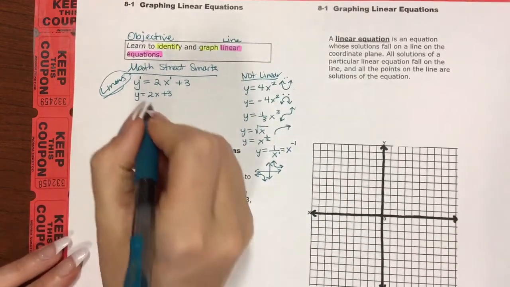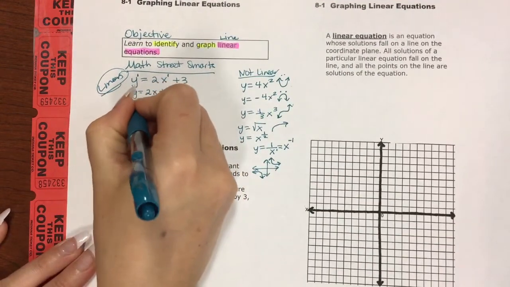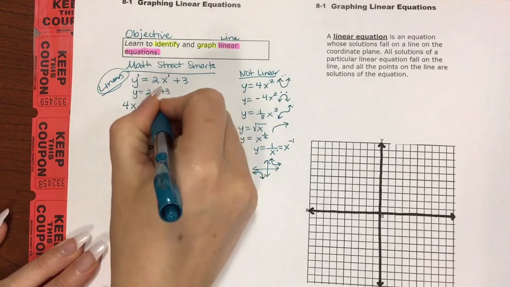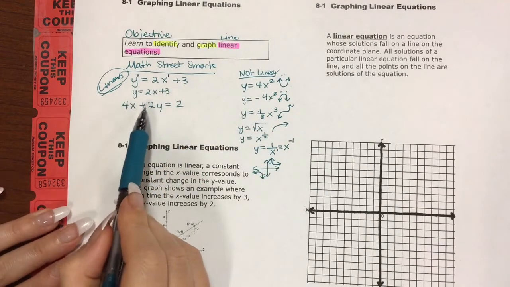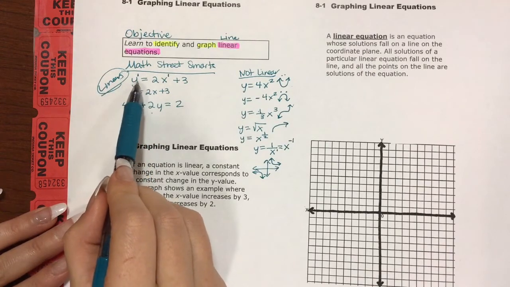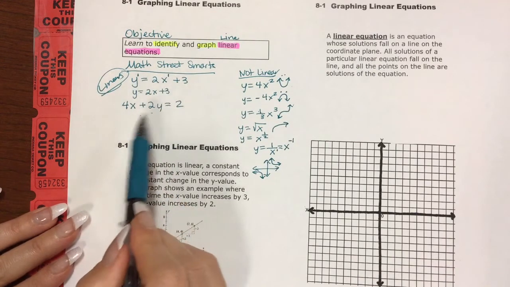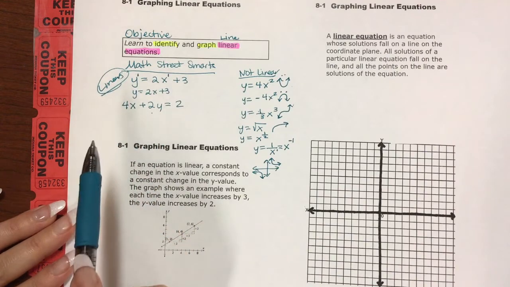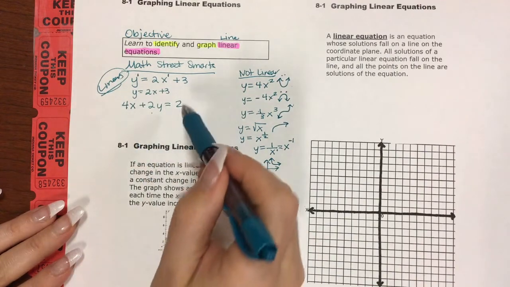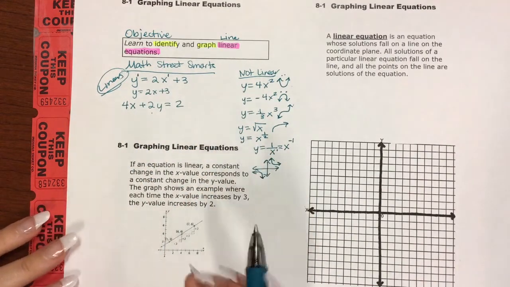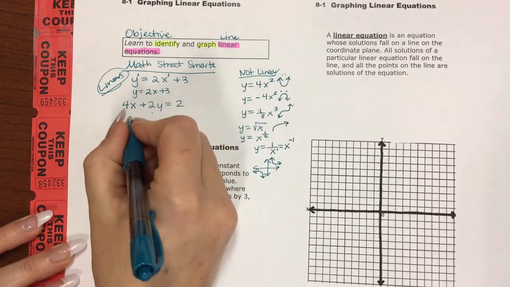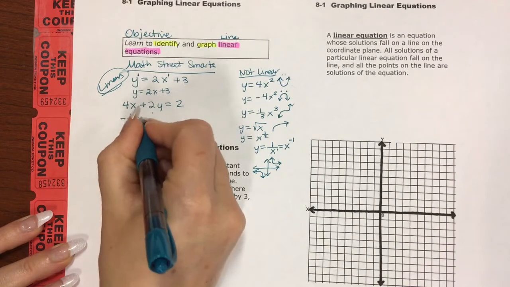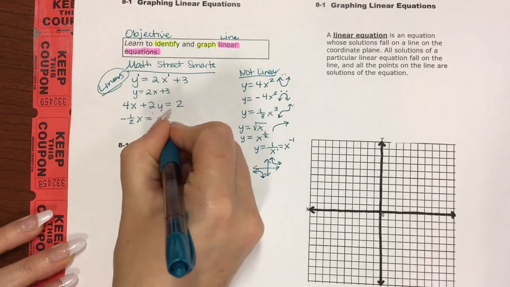So some other linear equations could look something like this: 4x plus 2y equals 2. This is a regular x, this is a regular y. Over here, the y is on one side of the equation and the x is on the other, but it is okay for them to both be on the same side, and it is still a straight line. It is linear. We could also have something like this: negative 1/2 x equals y plus 3.